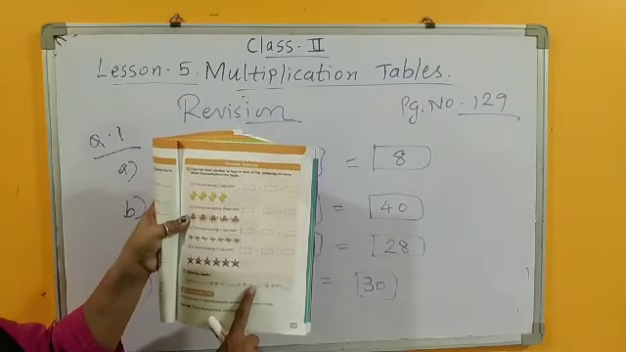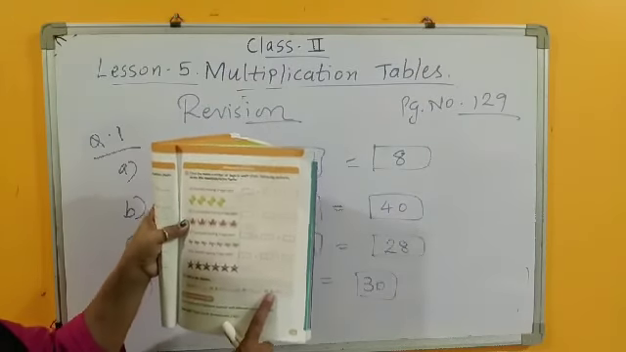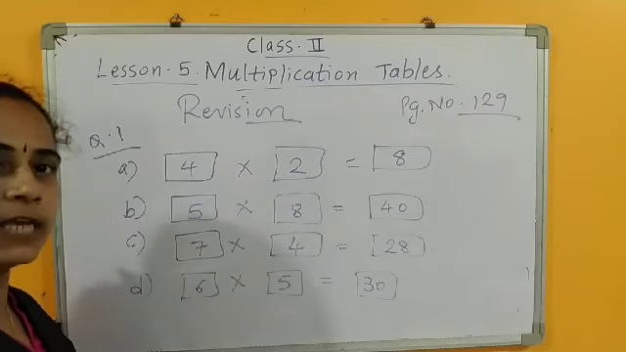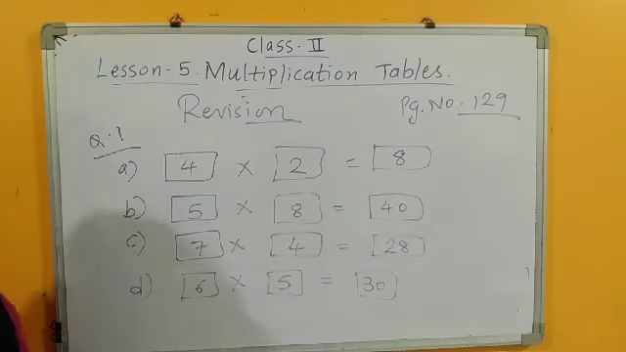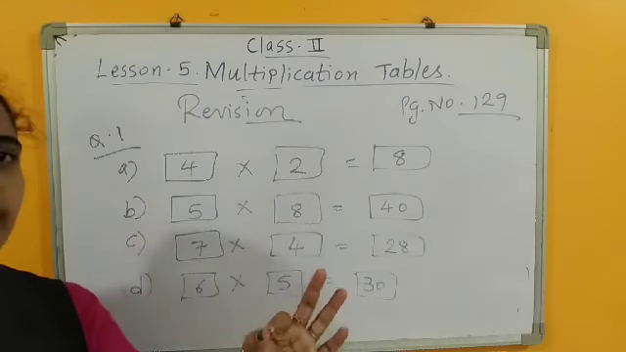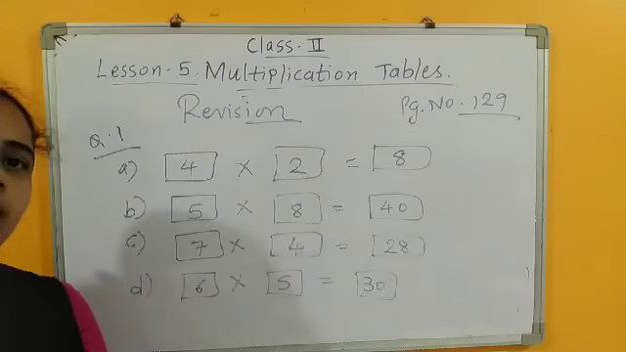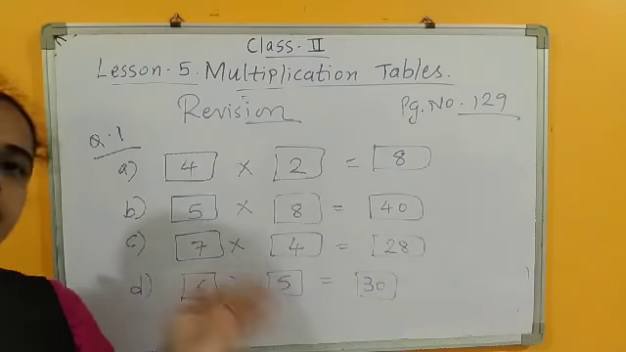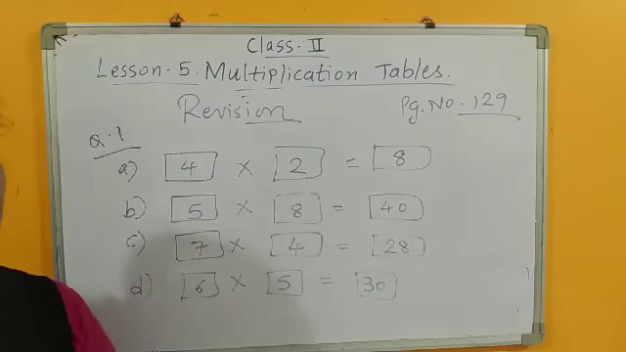28 multiplied by 1 is equal to 28, and 19 multiplied by 0 means 0. If we multiply any number by 0, our answer is always 0. And if we multiply any number by 1, the same number is the answer.